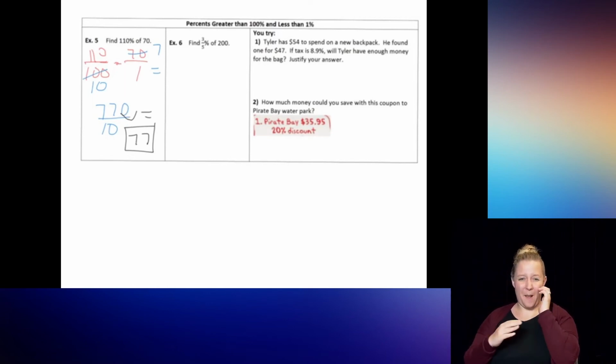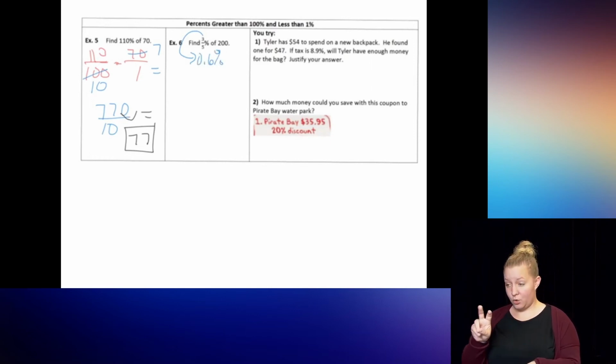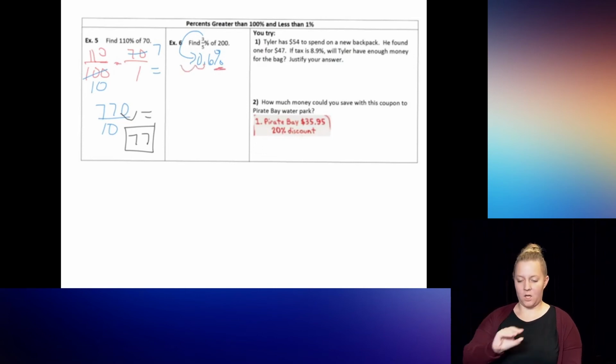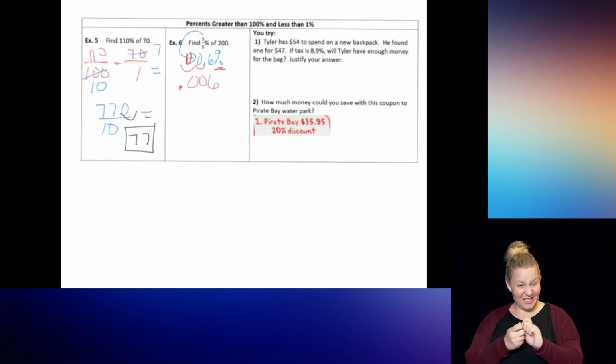Example 6, again, people freak out if they see a fraction within a percent. My suggestion to you would be to go ahead and divide that. So 3 divided by 5 on your calculator is 0.6. So make that 0.6% of 200. Now that does not mean multiply 0.6 times 200. It's still a percent, which means I still need to get it to the hundredth spot. So tenths, hundredths. There's an empty space here, which means I need to show that by putting a 0 in its place. So it becomes 0.006, or in other words, 6 thousandths times 200.